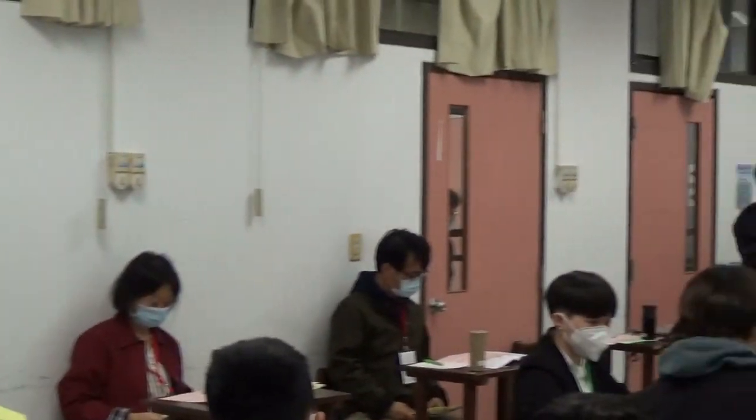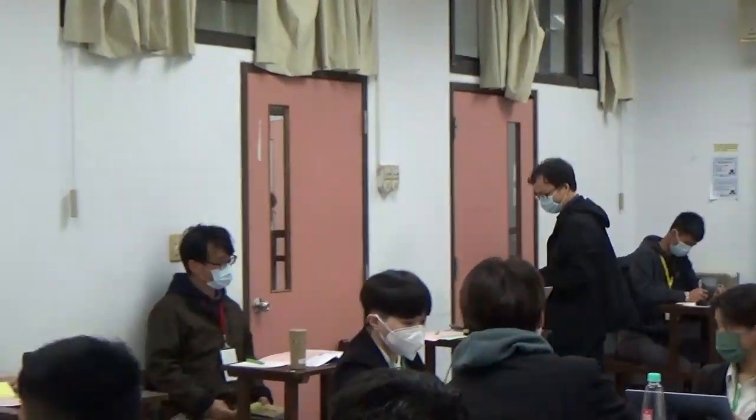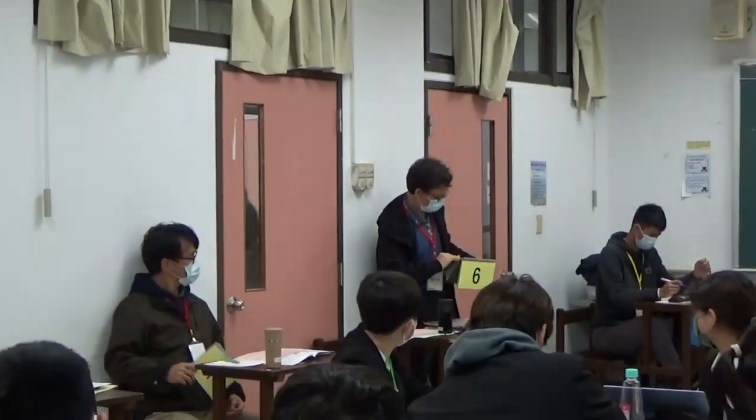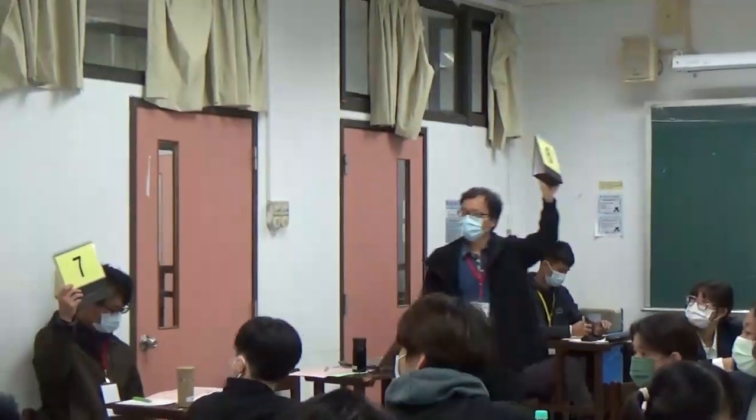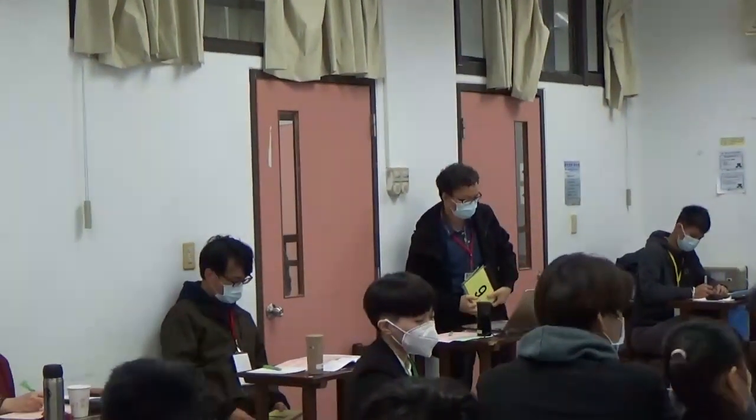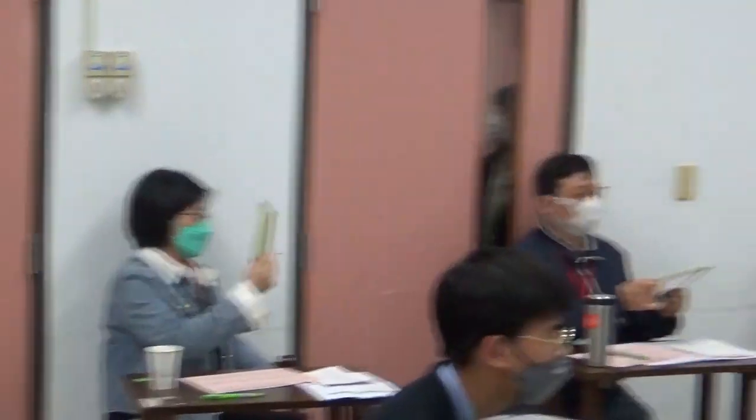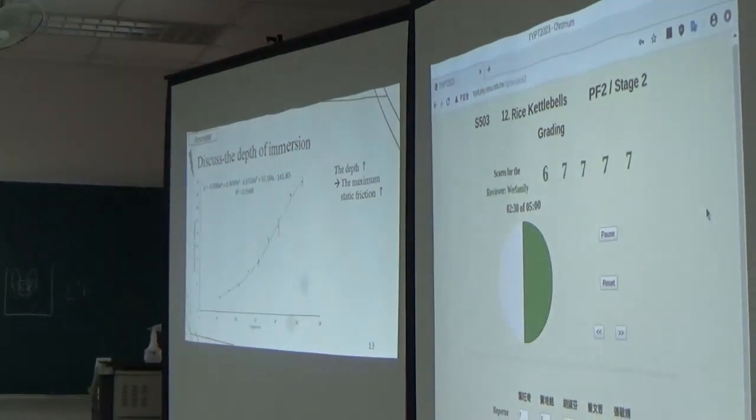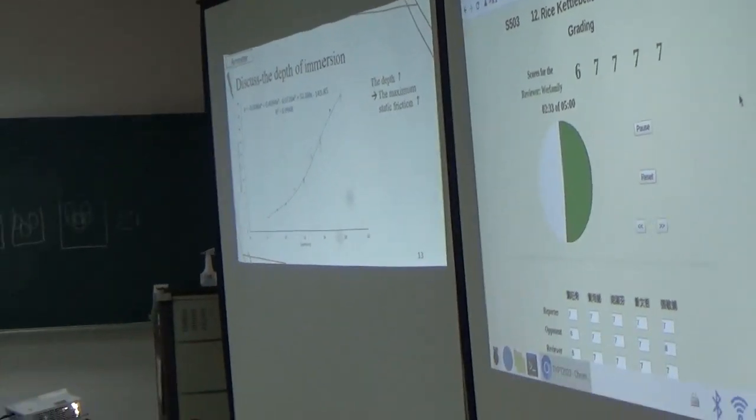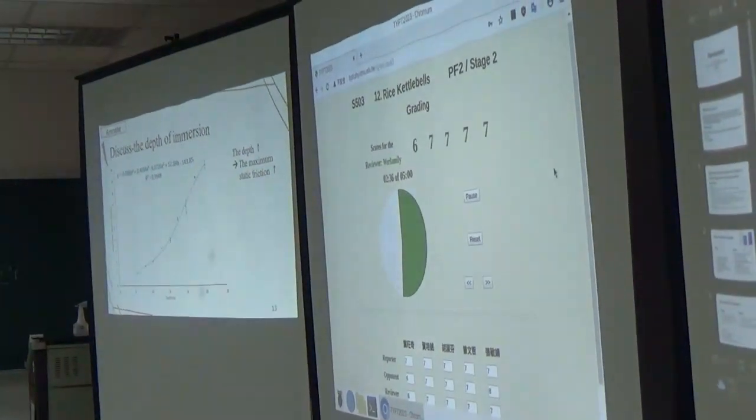Seven, seven, and 7. And the score for the opponent, 6, 7, 8. And the score for the reviewer, 6, 7, 7. Okay? Not too much variation, but if any comments, still welcome.